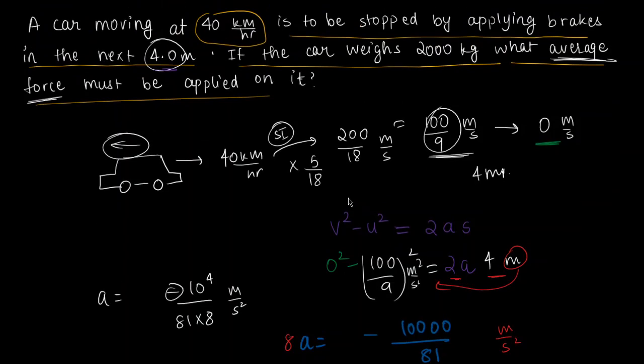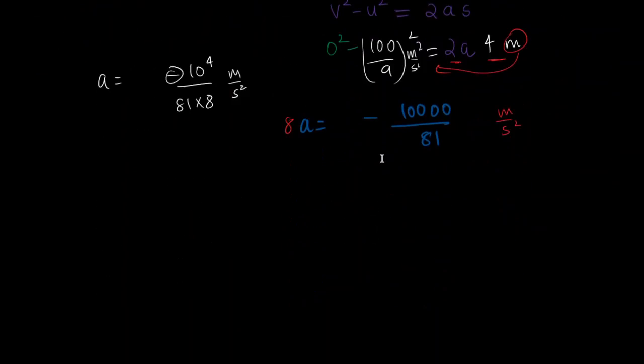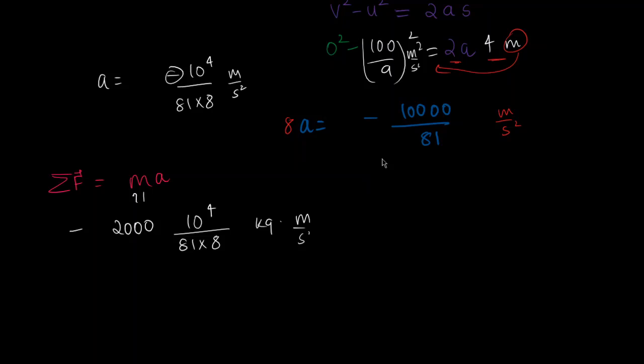And now you know that the car weighs 2,000 kilograms, and to find the average force that will act on it, we find the sum of all forces acting on it, and that is equal to mass times acceleration. And mass is equal to 2,000, and acceleration is equal to negative, so I'll include the negative sign outside, negative of 10 to the power 4 divided by 81 into 8. And the units will be kilograms times meters per second squared. This is equal to newton.